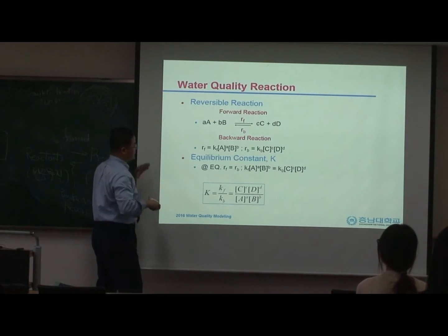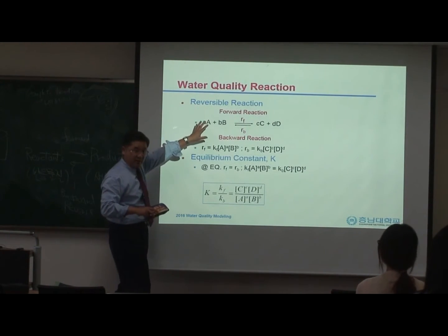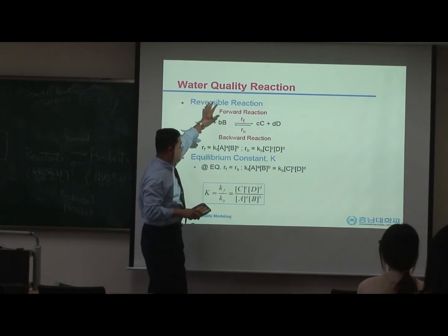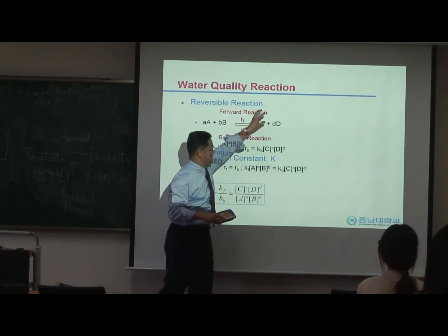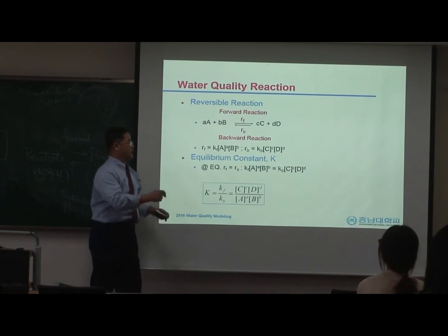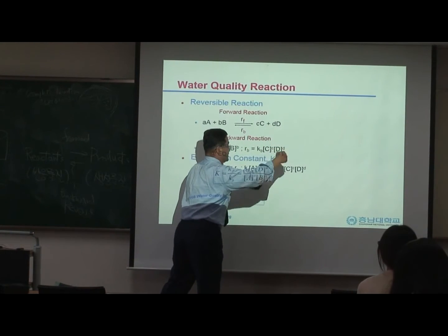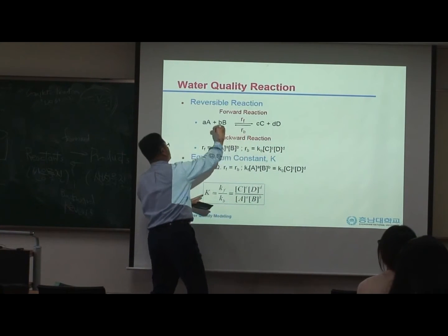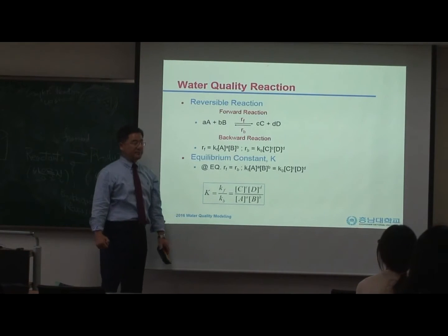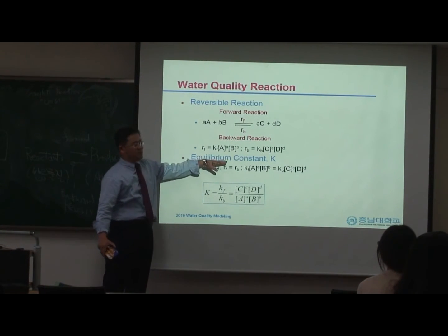If the reaction happens this way, A and B disappear, and then they somehow turn into C and D. If the backward reaction happens, C and D are used as source material to produce A and B. Okay. So we many times talk about the equilibrium constant.